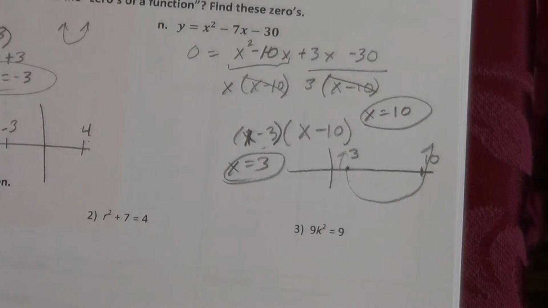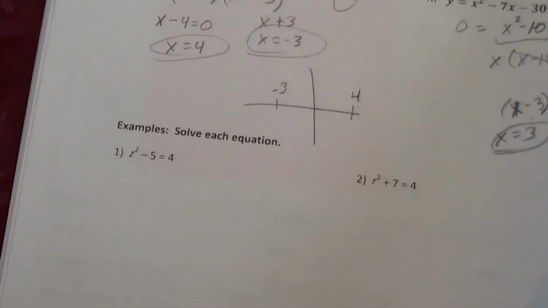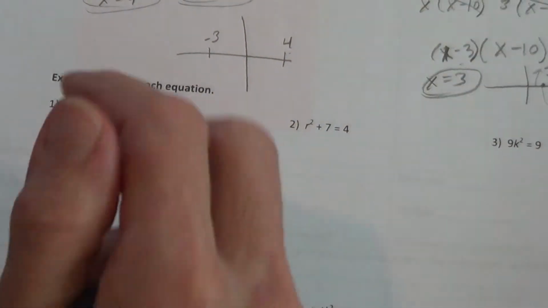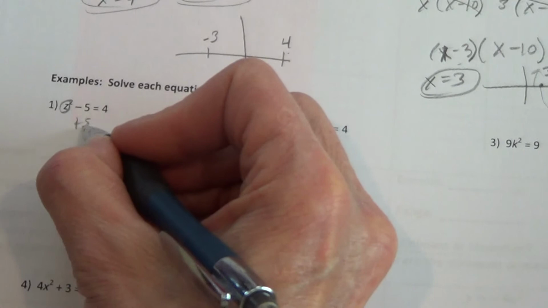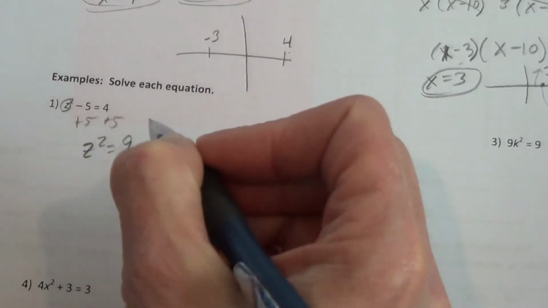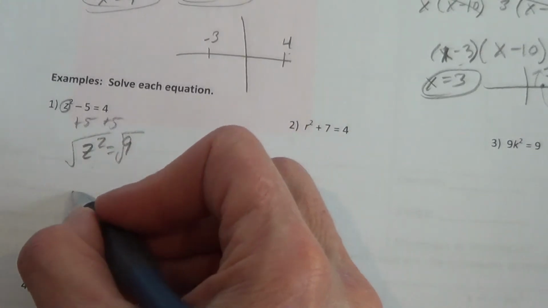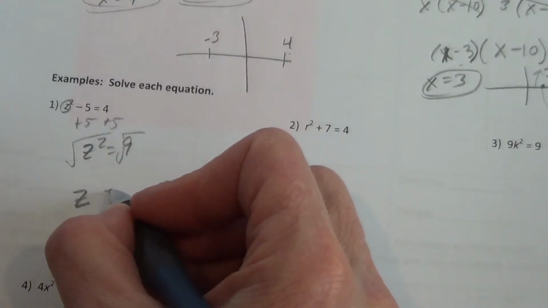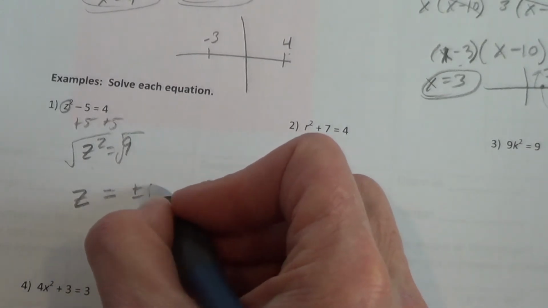Okay, last little section. We need to solve for the unknown. These are a lot like what we were just doing. We circle the z squared. To get it alone, we add 5 to each side. We have z squared equals 9. Square root of z squared and square root of 9 would be z is equal to plus or minus 3.